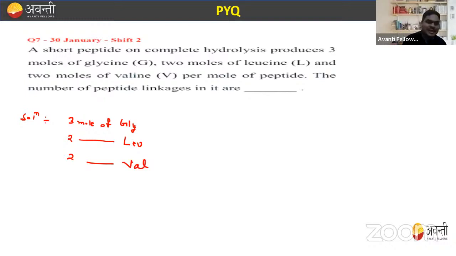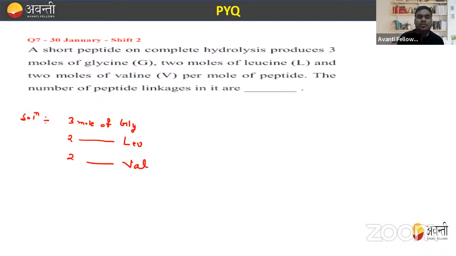Now you have to calculate the number of peptide linkages in it. You observe that many questions were coming from this topic alone, that is from the peptide bond, right? So this is a very important topic, and please try to understand it well so that you are able to solve questions related to this topic. Okay, so 3 moles of glycine, 2 moles of leucine and 2 moles of valine are already given in this question.